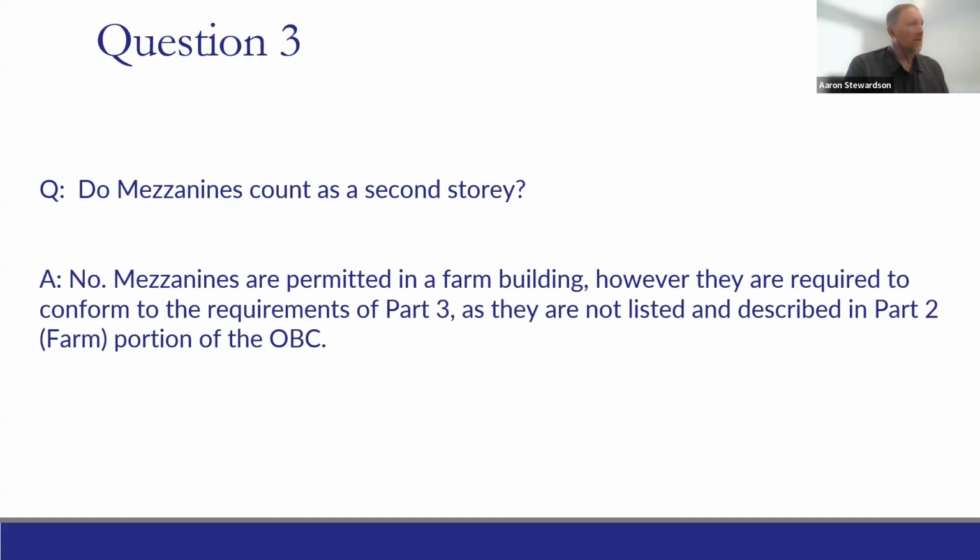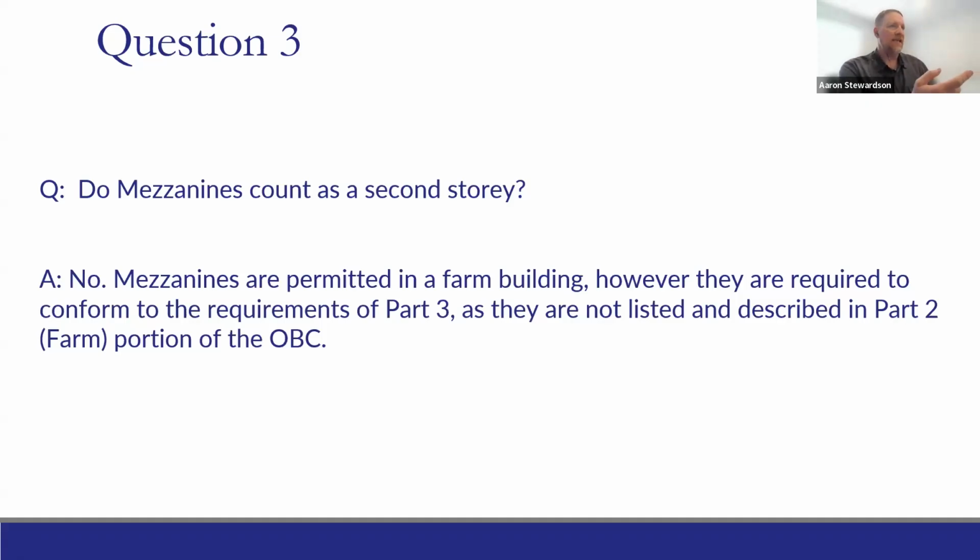Do mezzanines count as a second story? No. Mezzanines are permitted in a farm building. However, they're required to conform to requirements of Part 3 as they're not listed or described in Part 2. So this is a little bit of how it's a bit disjointed right now, because there were farm building code requirements brought into the Ontario Building Code, but there are some gaps still missing. There's some cleanup that's going to happen and still needs to happen with that. We've recognized that. The province appears to have recognized that. So mezzanines are permitted, but there are no sizes of mezzanines listed in Part 2.